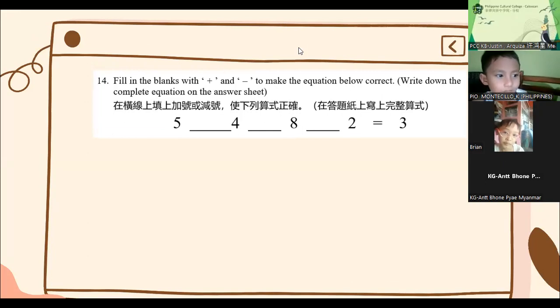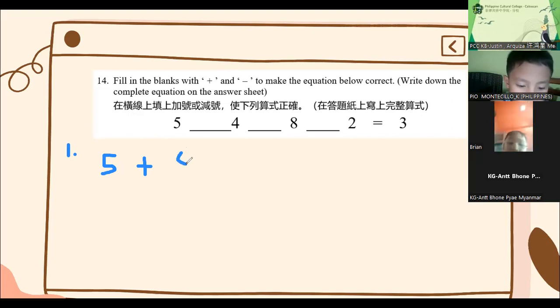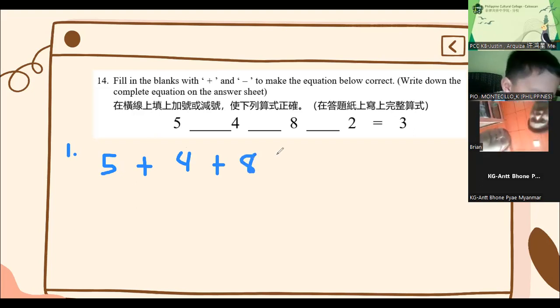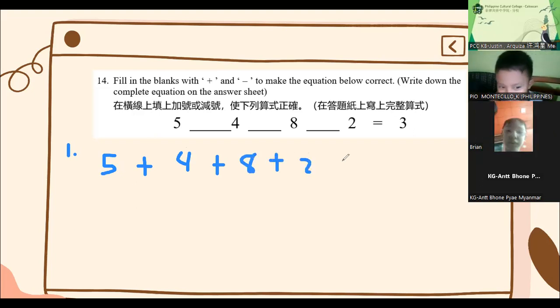So in this one, yes, we can use a certain method to get the answer without doing trial and error, okay? The first step in our method is we'll try to assume that this is all addition. So step number one, assume that this is just addition for everything since we don't know the exact signs for the blanks. Assume that's addition, so this will become 5 plus 4 plus 8 plus 2. That is not, of course, equal to 3. This is step 1.